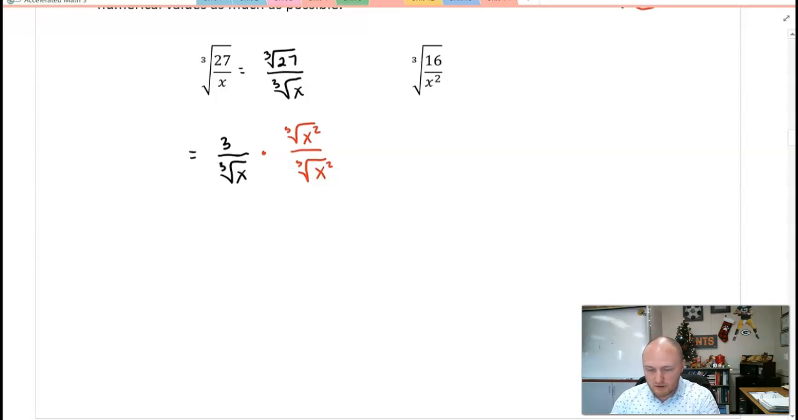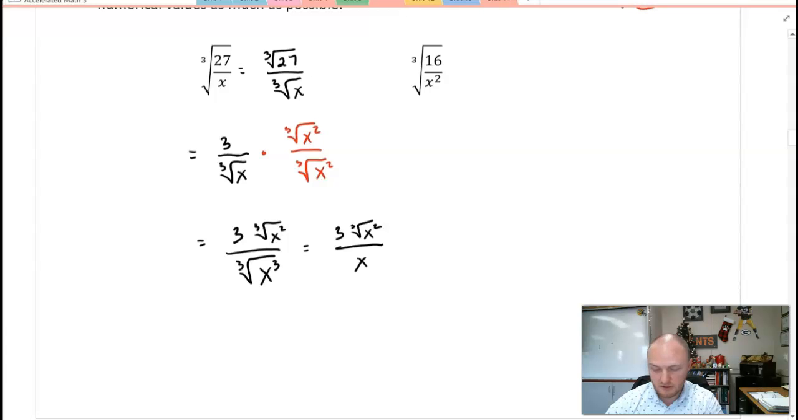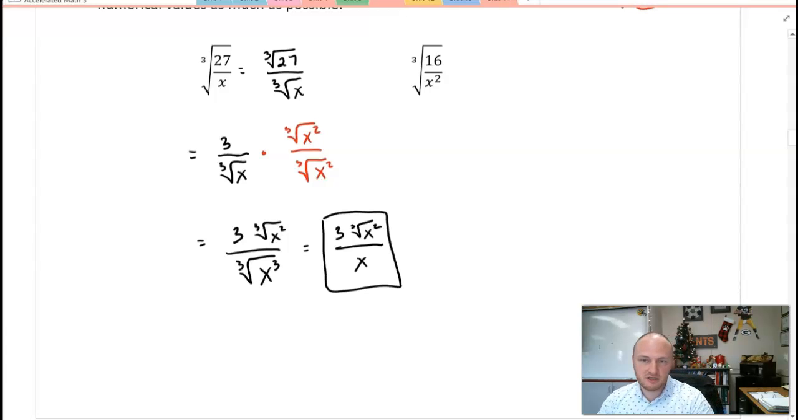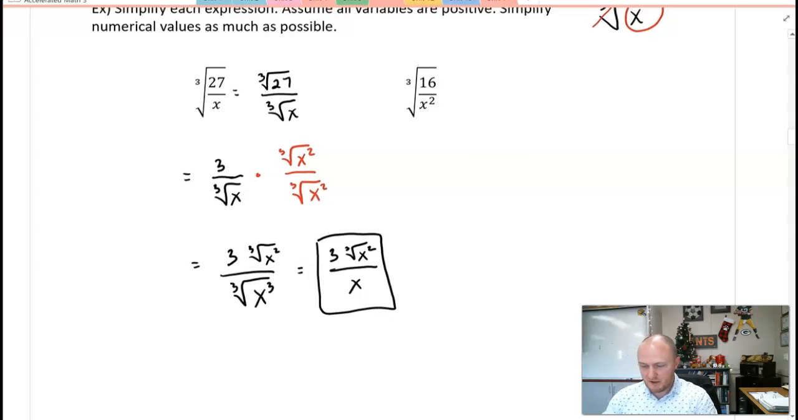Why are you doing this work? Well, let me go ahead and show you why. So the numerator, 3 times the cubic root of x squared over, well, now I have a cubic root of x times the cubic root of x squared. So that's the cubic root of x cubed. Oh, well, now I have a perfect cube inside a cubic root of x. So those cancel. And then our final answer, 3 times the cubic root of x squared over x. There's your answer.